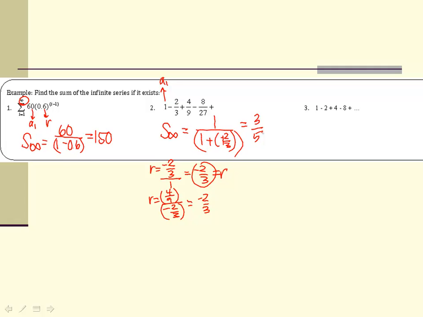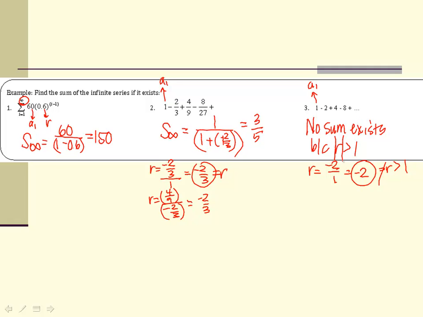Okay, let's try one more. I can see again my first term, but I want to find my ratio. So -2/1 is -2. I might as well stop because I can't take an infinite series if my ratio is greater than 1. It's not possible. And so we say no sum exists because r is greater than 1. Good enough for me. Or the absolute value of r, because -2 is obviously less than -1, and that's the idea that we're trying to get through.